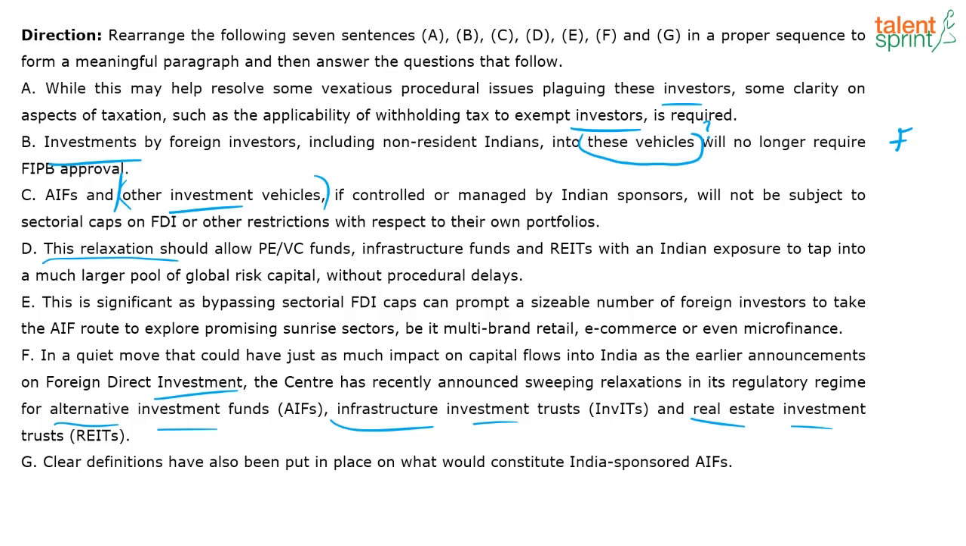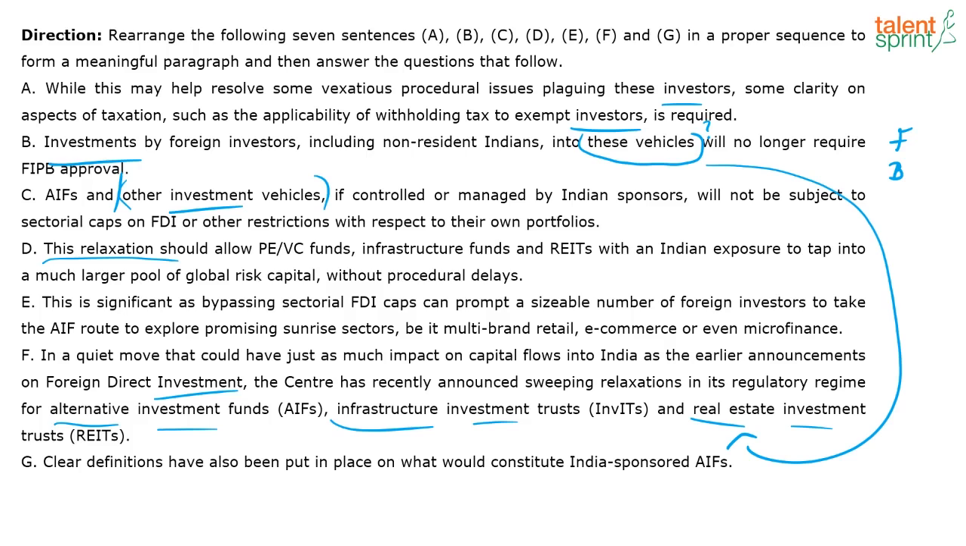But what is being mentioned in F is the different types of vehicles: alternative investment funds, infrastructure investment trusts, real estate investment trusts. And where is that being spoken of? In B. Investments by foreign investors, including non-resident Indians, into these vehicles. Which vehicles? These vehicles, real estate, infrastructure, alternative investment funds, will no longer require FIPB approval. So yes, B is the right sequence to follow, right? I already highlighted this for you. These vehicles. Got it? So D cannot follow.